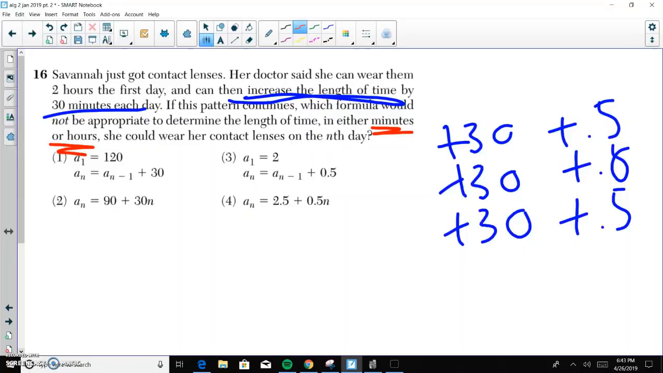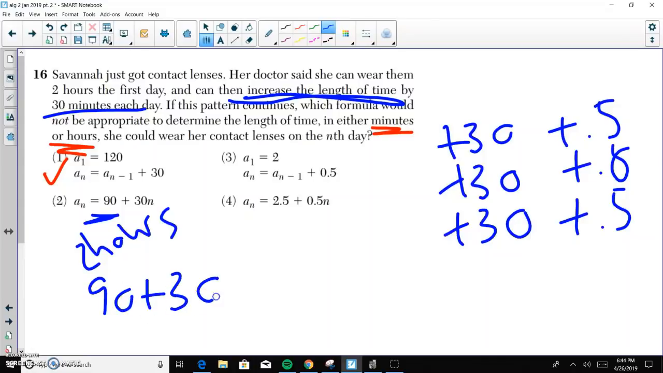That works because it's increasing 30 each day. So you could put a check there. Let's get choice 2. 90 plus 30n. So we're starting at 90 minutes, which is 2 hours, and then adding 30 each day, and n is the number of days. So say if it was the second day, 90 plus 30 times 2. This one does work. Now let's look at choice 3.